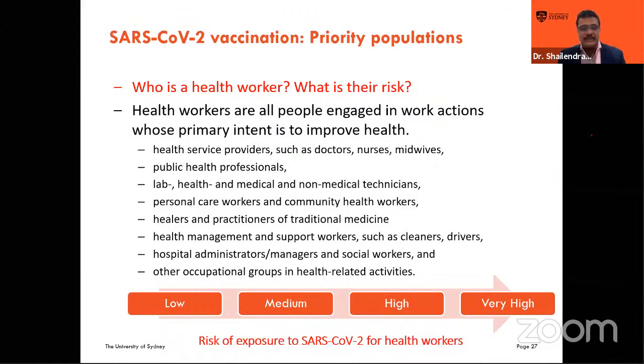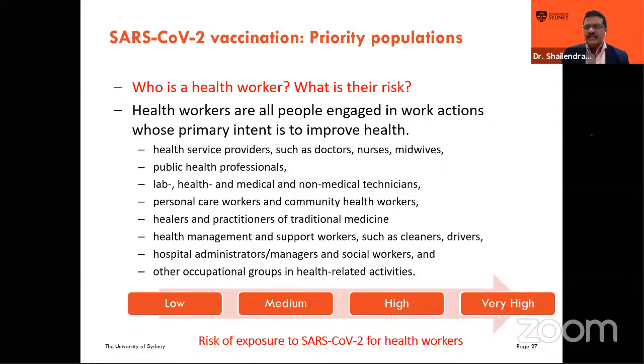What we need to do, and WHO has done a very nice job at this, is look at who is at low risk and who is at very high risk. So if you're working in intensive care where there's potential for aerosol transmission, you're at the highest spectrum. You're working with COVID in a closed environment, and there's potential for aerosol transmission.